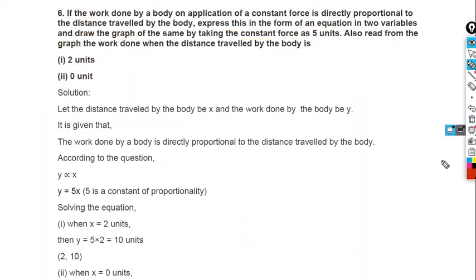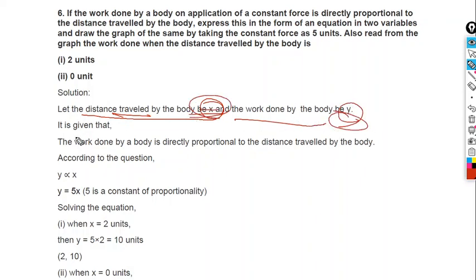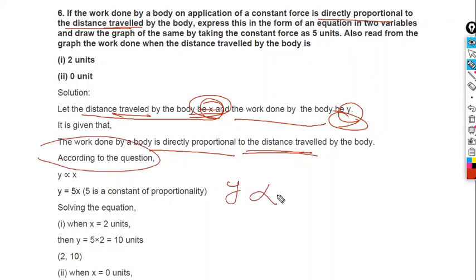Let's start. So we had two variables. Let the distance traveled by the body be x, and the work done by the body be y. The work done by the body is directly proportional to the distance traveled. So according to the question, y is directly proportional to x.